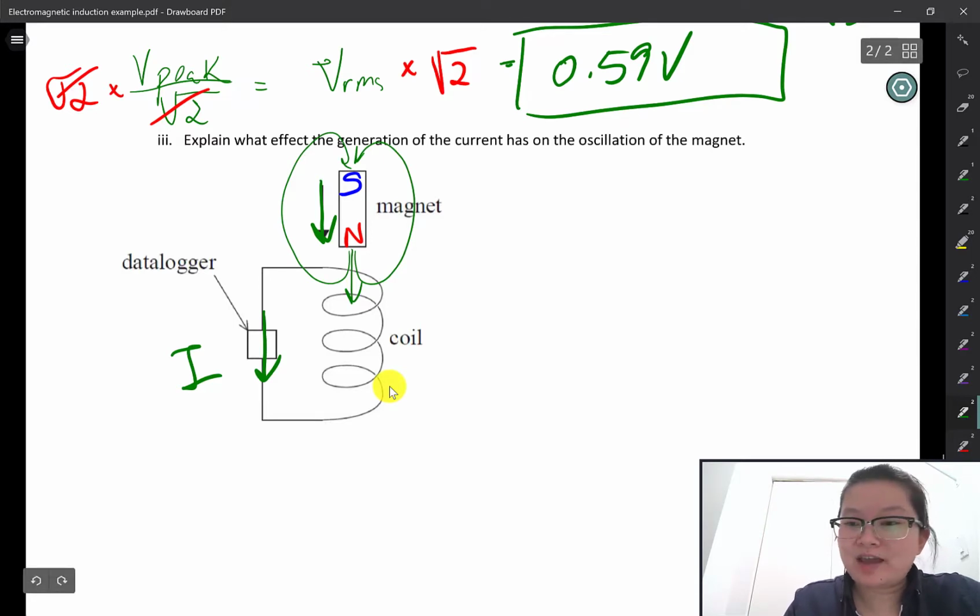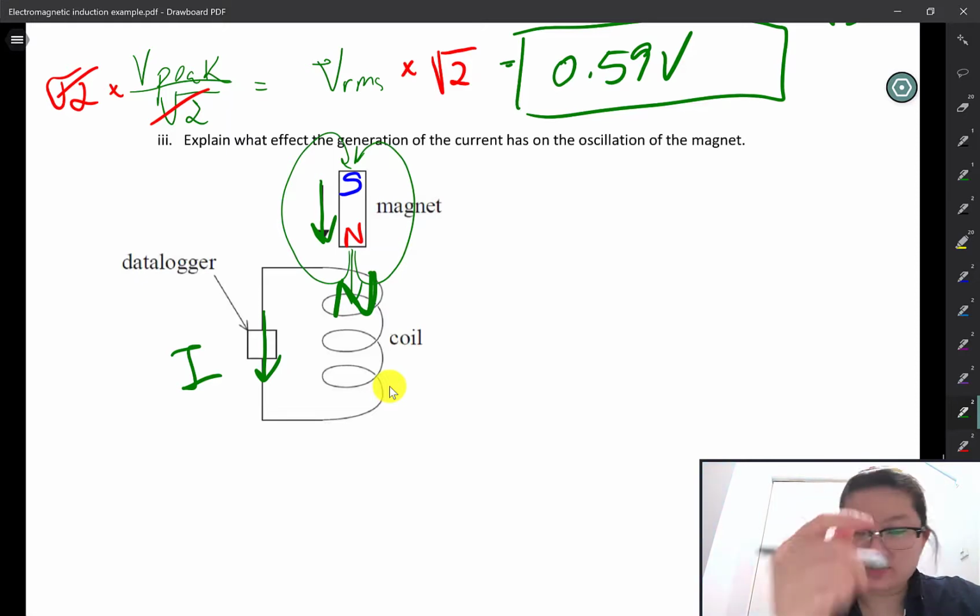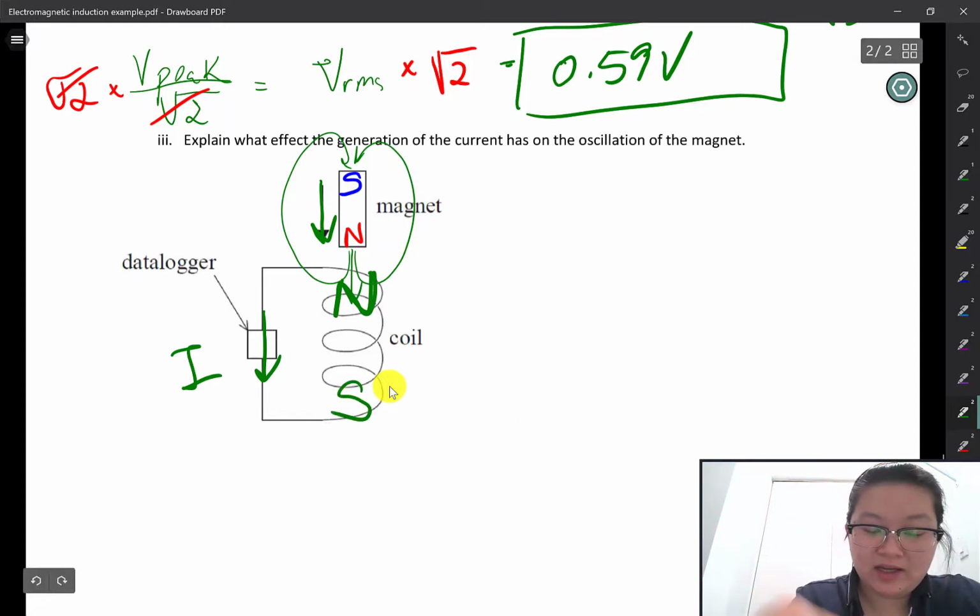So this creates a temporary magnet, an electromagnet, in which the North Pole is closer to the top end of the coil, and the South Pole is on the bottom, effectively, since the field lines would have to leave in that direction and come back through the bottom.